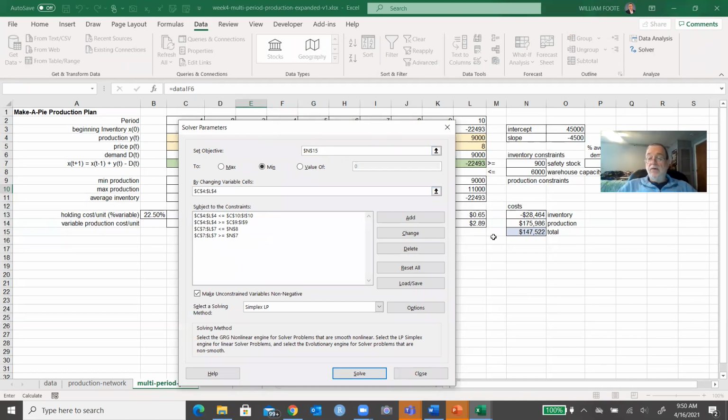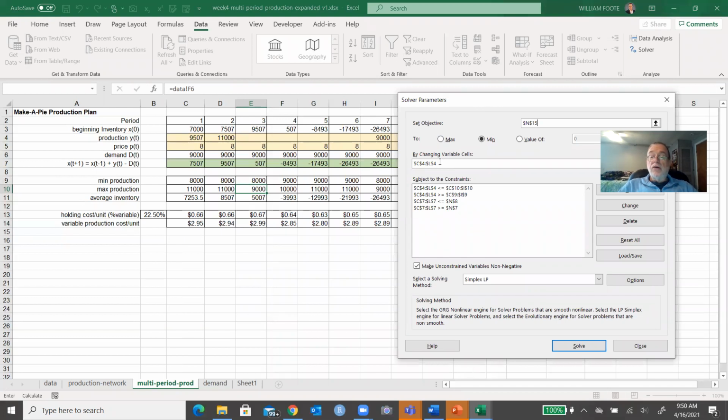Set objective, N13, N15. Yes, that's correct. Blue is still preserved. Look what else gets preserved. This is lovely.